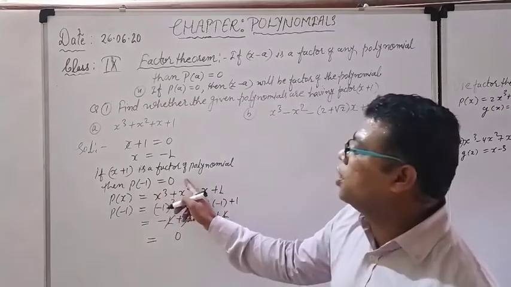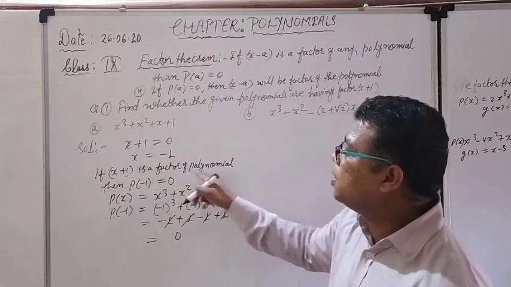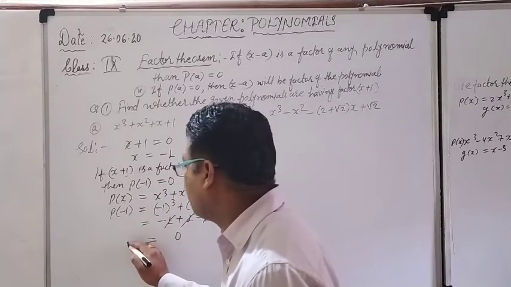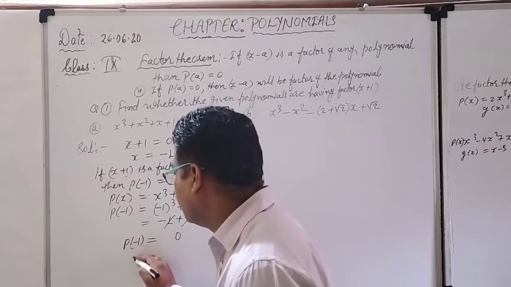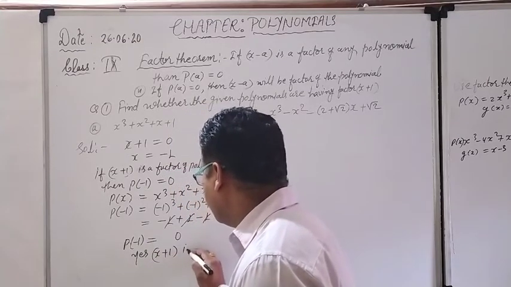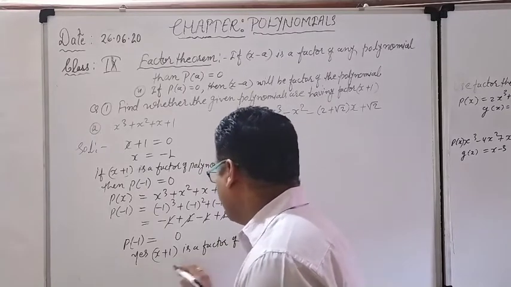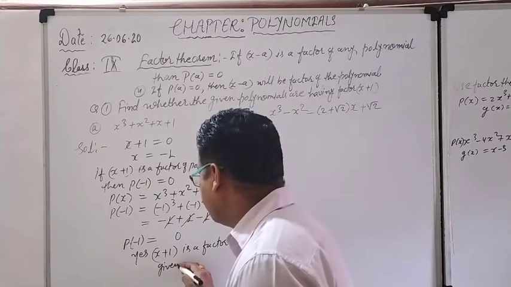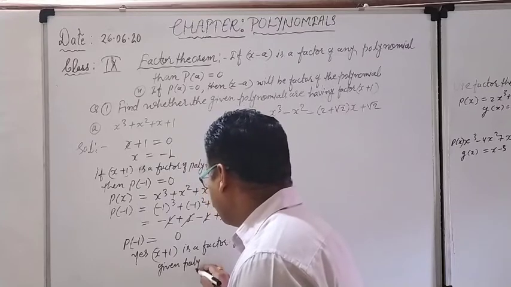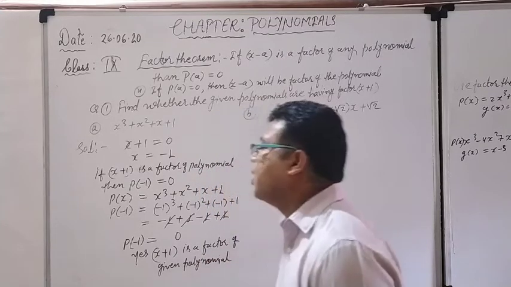And what was the condition? If p(-1) is equal to 0, then only we can say x plus 1 is a factor of the polynomial. So from here we can say yes, x plus 1 is a factor of the given polynomial. Nothing else. Right, now see the next question.